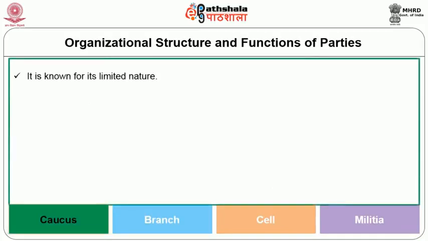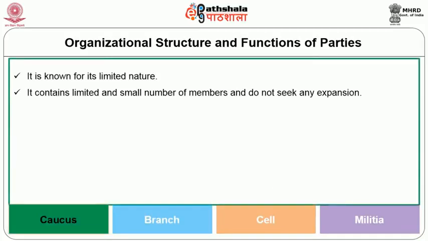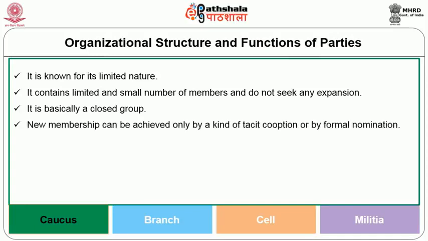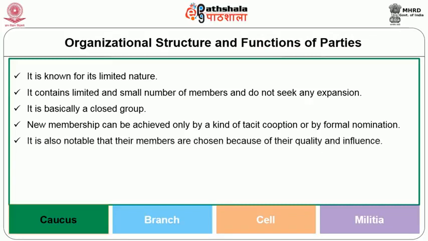Caucus is known for its limited nature. It contains a limited and small number of members and does not seek any expansion. It is basically a closed group. New membership can be achieved only by a kind of tacit co-option or by formal nomination. It is also notable that its members are chosen because of their quality and influence.